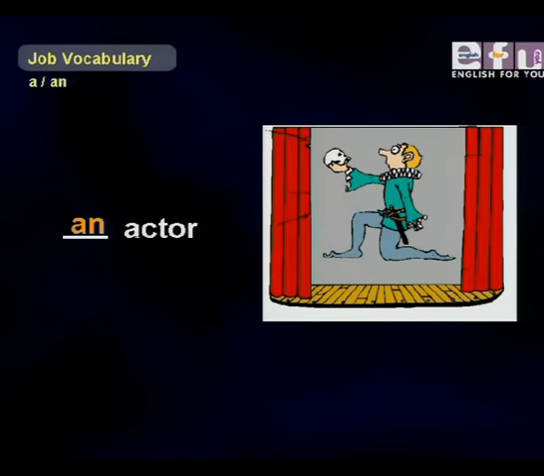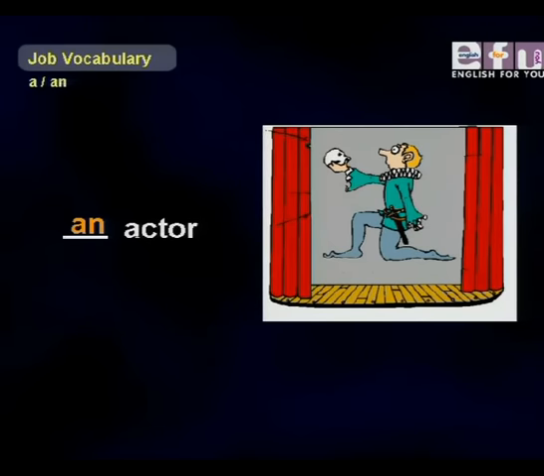Now, check your work. Number 1. The doctor works in a hospital. Number 2. An architect works in an office. Number 3. What do you do? Number 4. I'm a dentist. Number 5. My mother is an engineer.